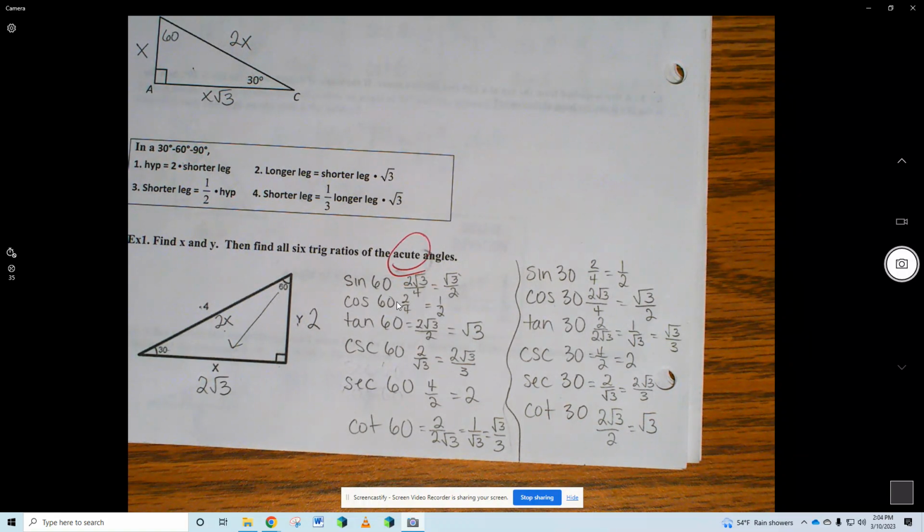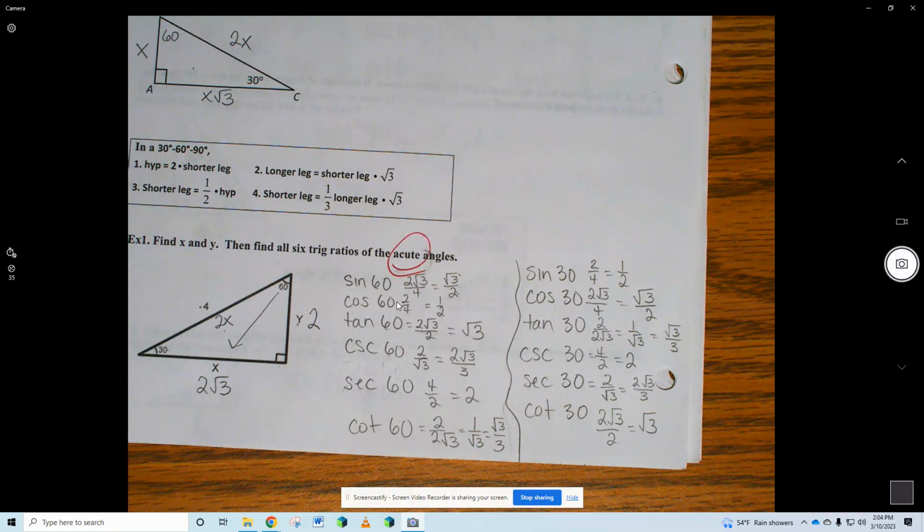Okay, so tell me what you noticed and observed. Nothing was the same. They're all different. Cosine 60 and sine 60 are flipped when it's 30 degrees. They're flipped when it's 30 degrees?